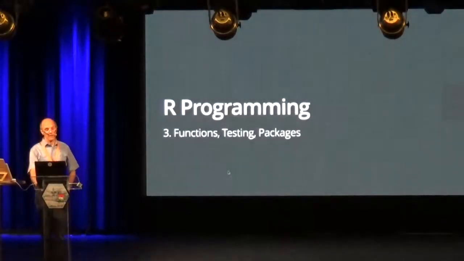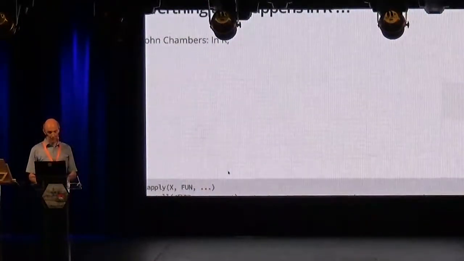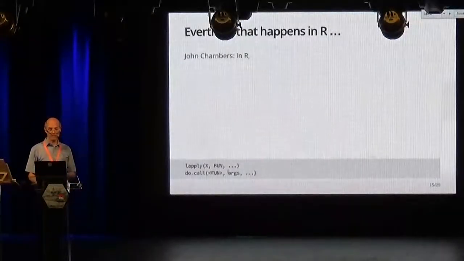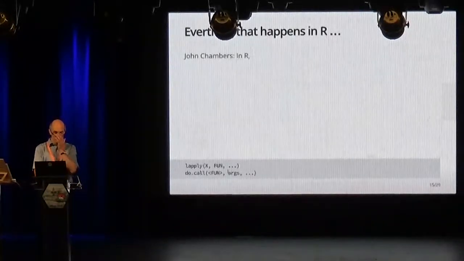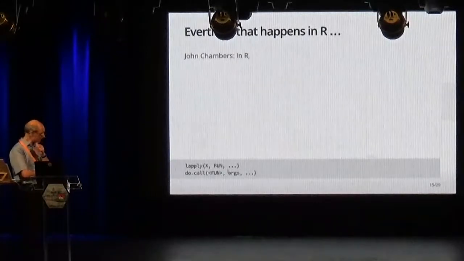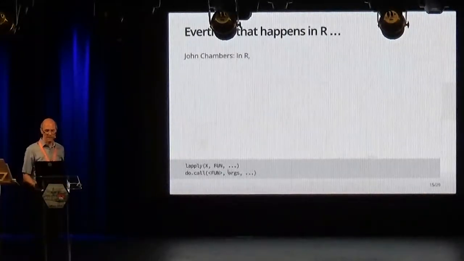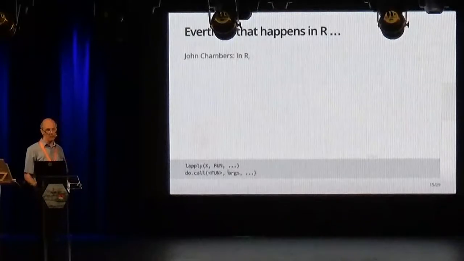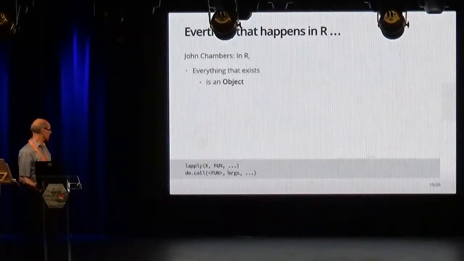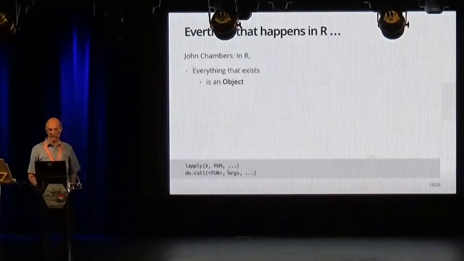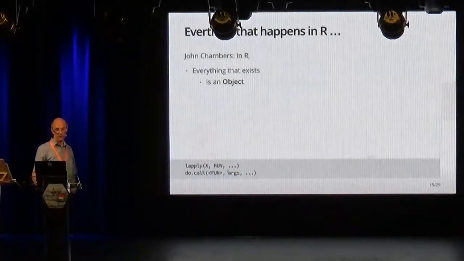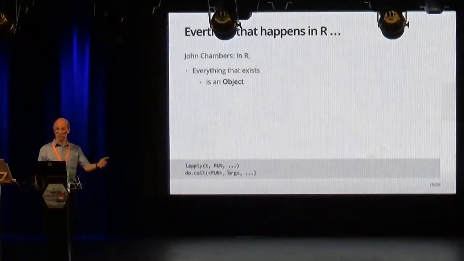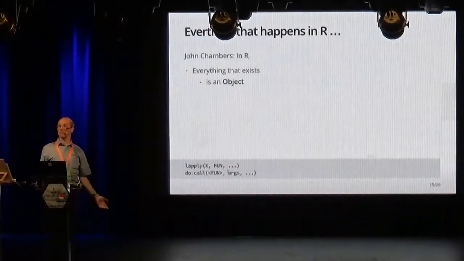Third section, R programming. Okay, I should get back to what we had. If we have no R code, we can read it like that as well. John Chambers, in his latest book and also in the talk at the second last useR, I think, said 2 important things about what R as a language does. Everything in R that exists is an object, and everything that happens is a function call.